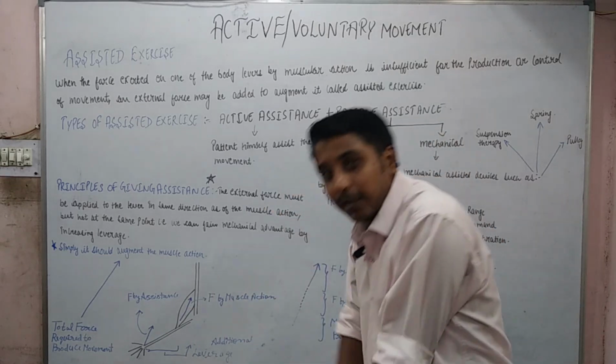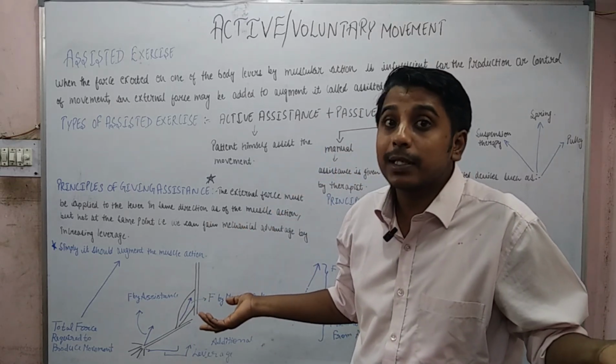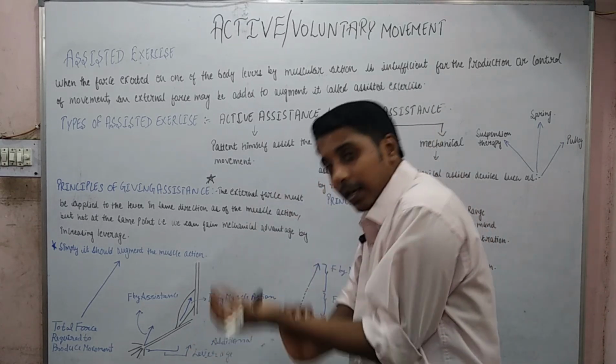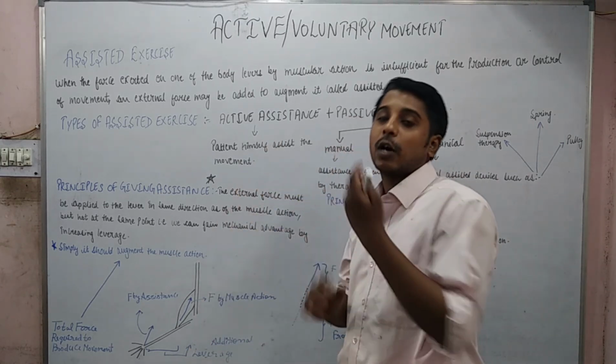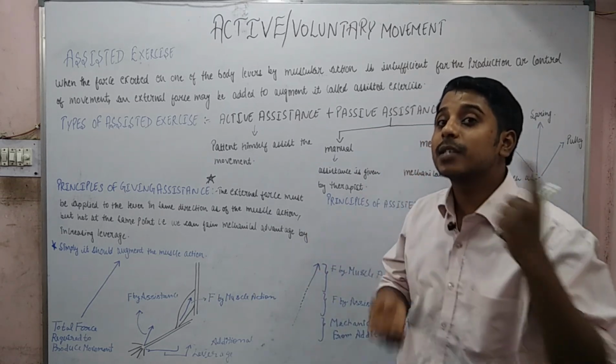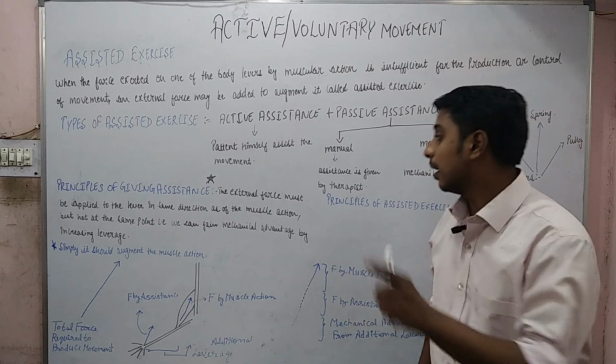Now, if the direction is opposite, then how can we say that it is assisted? Then it will become resisted. I am trying to do elbow flexion, and if the external force is downward, it will definitely resist. So the direction should be the same as that of the muscle action.